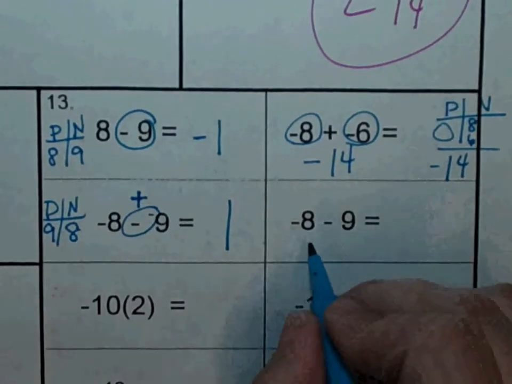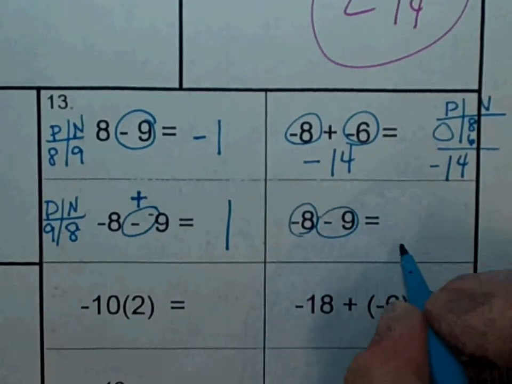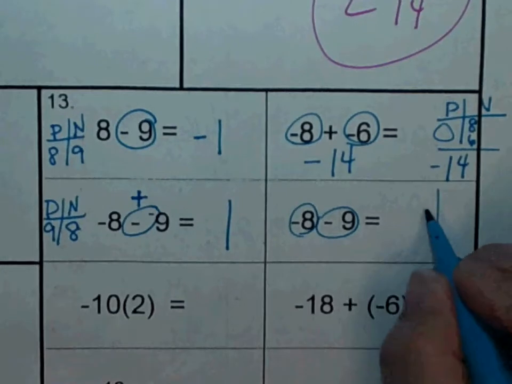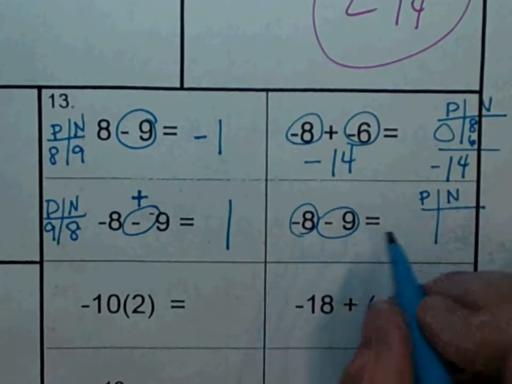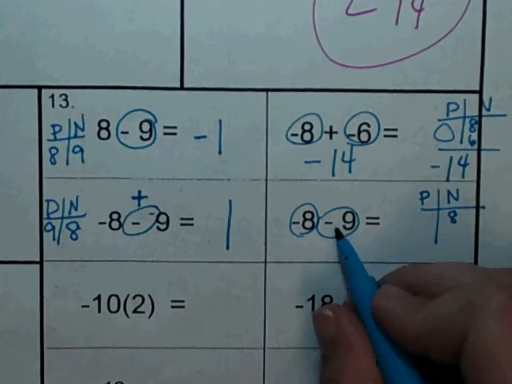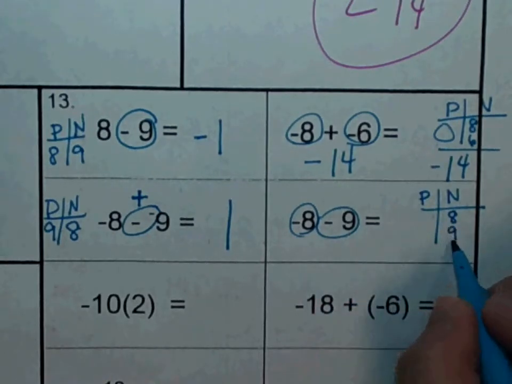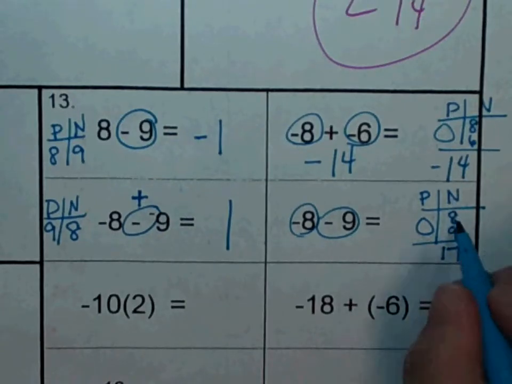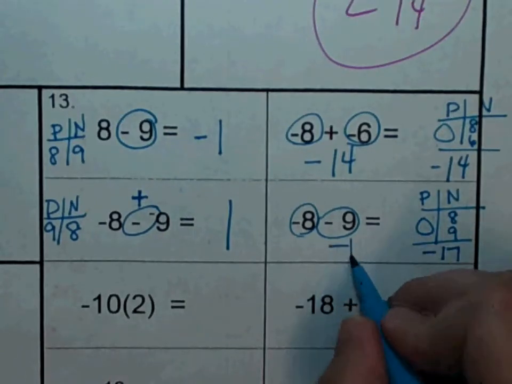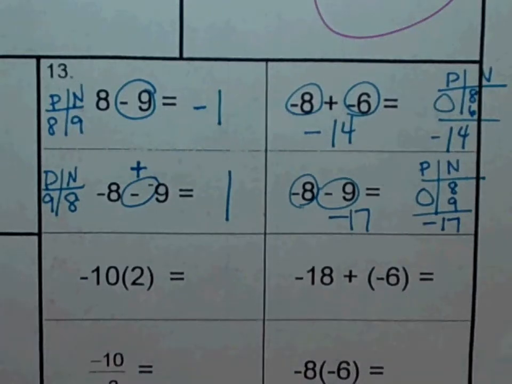And the next one, -8, -9. Panthers, nobodies. -8, nobodies. -9, nobodies. This was another terrible game for the Panthers. The nobodies won by 17 points. That's how I know the answer is negative, because the nobodies won the game.